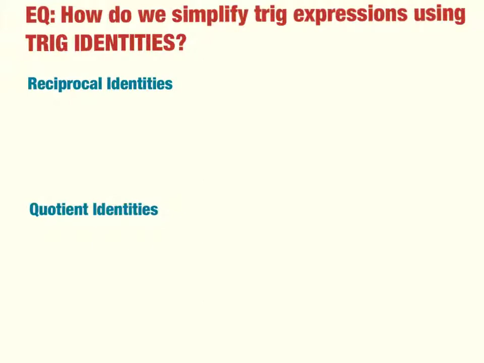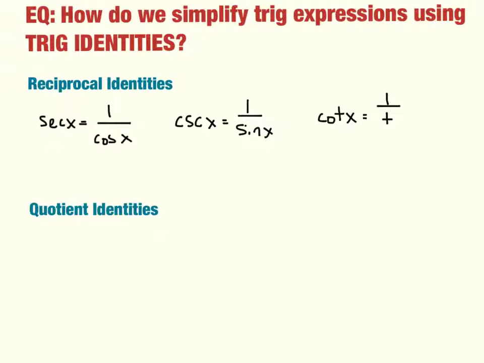So, my first reciprocal identity is secant x. The secant of x is equal to 1 over the cosine of x. The next would be that the cosecant of x is equal to 1 over the sine of x. And the last is the cotangent of x is equal to 1 over the tangent of x.